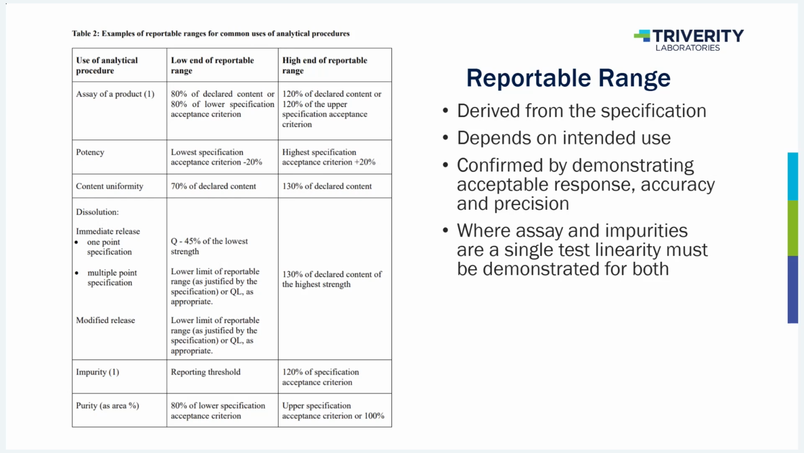And then purity as percent area. We don't see a lot of area percent methods. You want to go 80% of the lower specification limit. And since it's an area percent, it's not going to get above 100, really. I mean, you'll have some with method variability, but you're not going to get above 100. So up to 100% or your specification limit, but we don't see a lot of area percent methods.